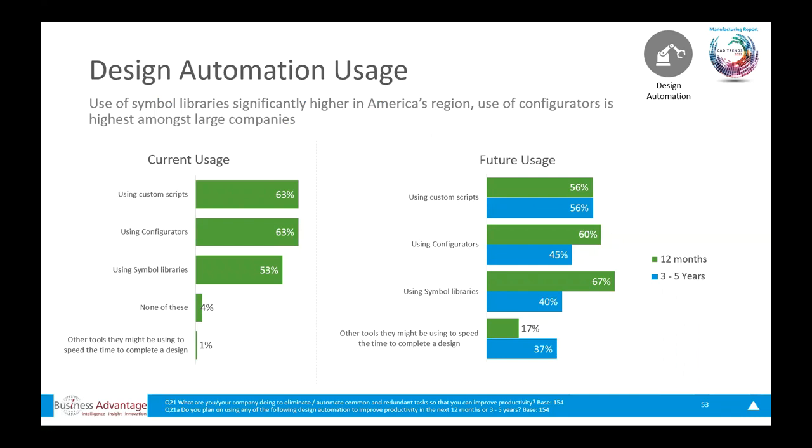When we asked what companies are doing to eliminate or automate common tasks to improve productivity, it's really the custom scripts and configurators that are currently being used. Over the next 3 to 5 years, 17% of respondents anticipate using other tools to speed up their design.